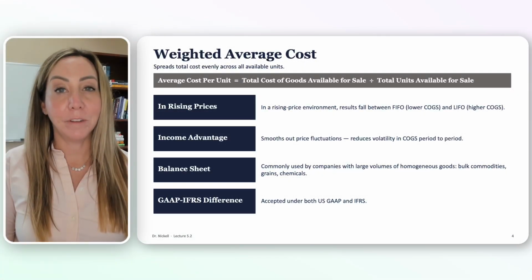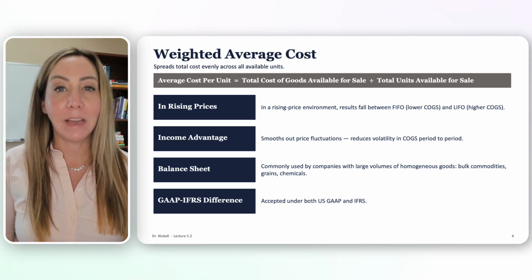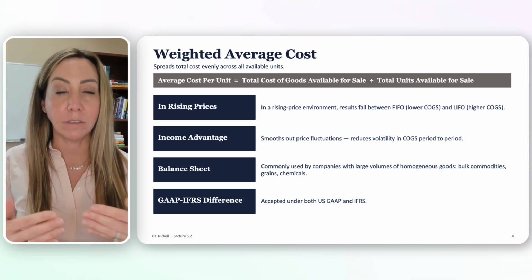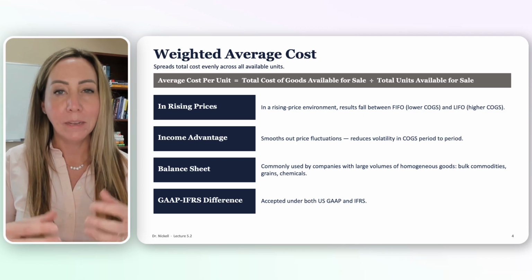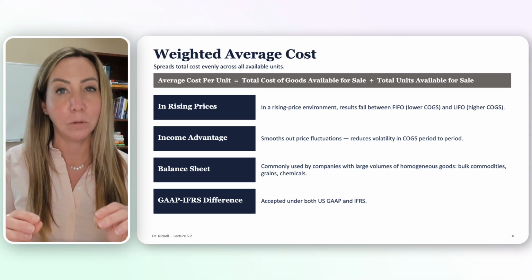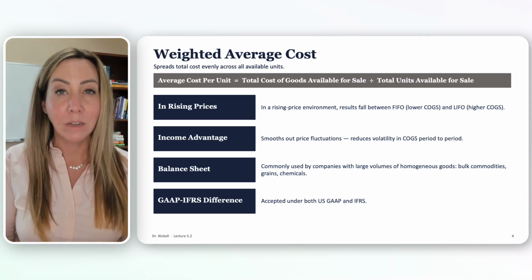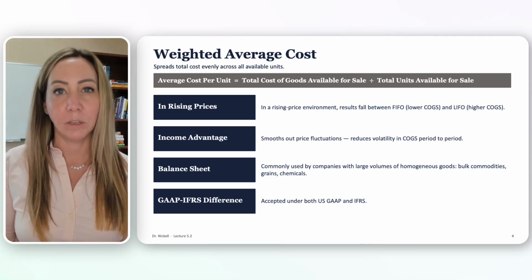The third option available to companies is weighted average cost. The weighted average cost method calculates a single average cost per unit across all goods available for sale, then applies that average to cost of goods sold and ending inventory. To get the average cost per unit, you simply take the total cost of goods available for sale. Remember, this is all the purchases during the year plus any other costs to get the inventory ready for sale, and then divide that by the total units available for sale.